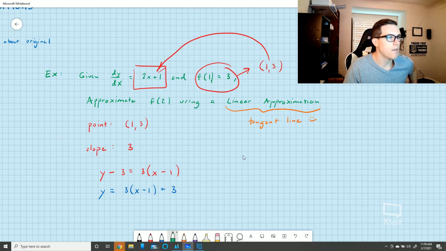We basically have a function that we don't know what it looks like. We have the slope at each point. We know the slope is this equation 2x plus 1. I gave you this starting point of 1, 3. So in the original function, I know 1, 3 is a point.